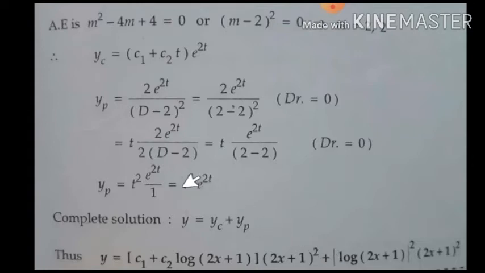Plus t can be written as log of 2x plus 1 whole square, again into e to the power of t is 2x plus 1, and square 2 is their power. So 2x plus 1 whole square. So this is the complete solution of the Legendre differential equation. Let us discuss one more problem in that.